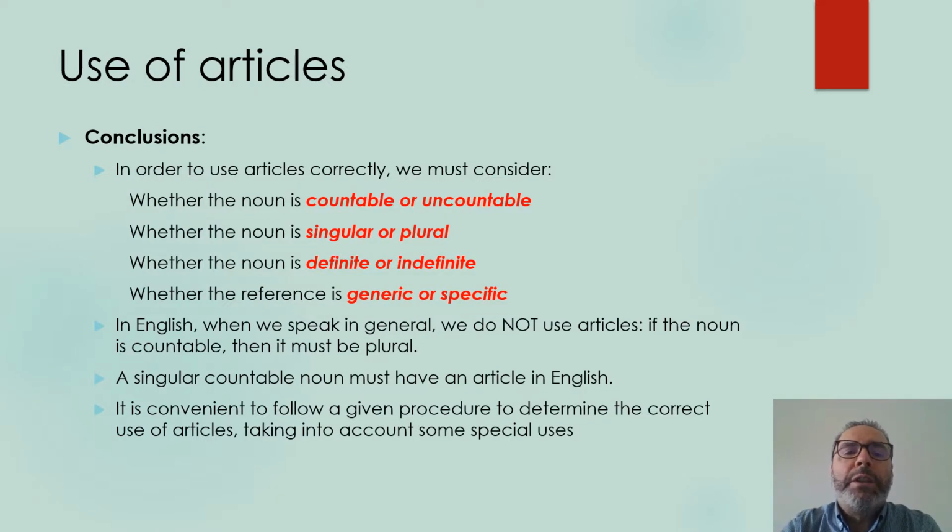In conclusion, the important considerations when using articles correctly in English are whether the noun is countable or uncountable, singular or plural, definite or indefinite, or whether we are making a general or specific reference. In English, we speak in general very often, and in this case, we don't choose articles. If the noun is countable, then it must be plural. A singular countable noun, on the other hand, must always have an article in English. It is convenient to follow a given methodology or procedure in order to understand the correct use of articles.